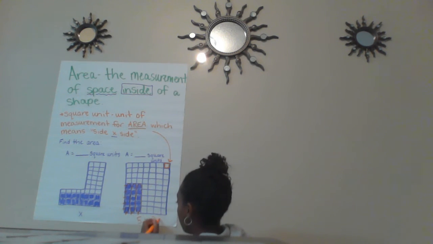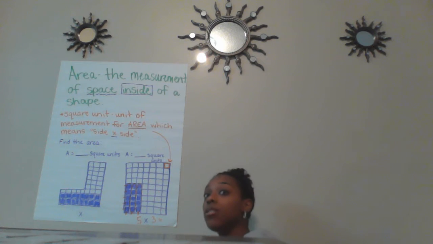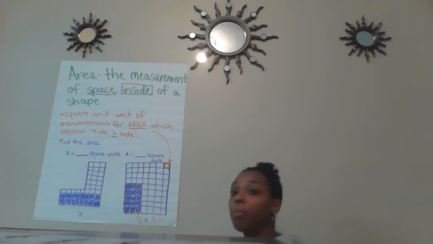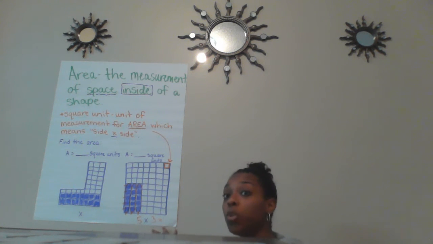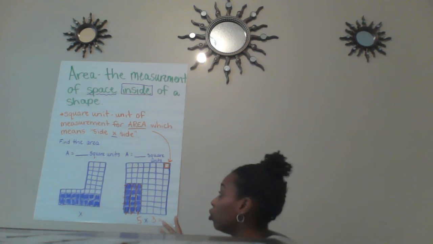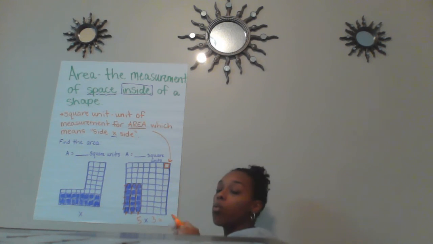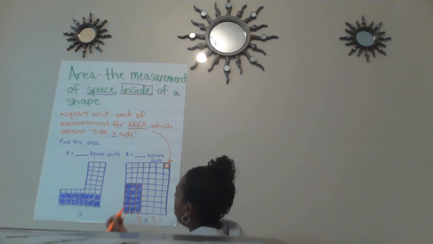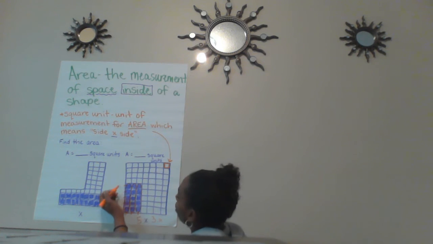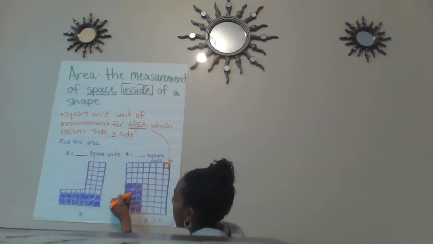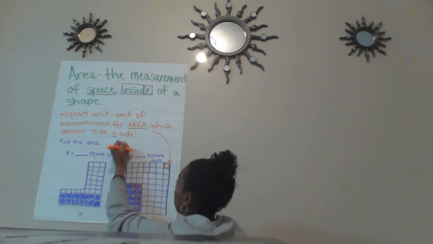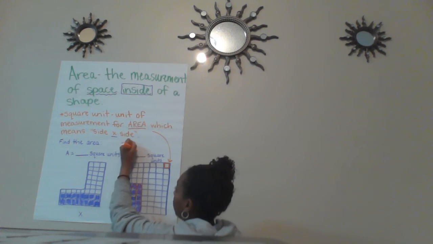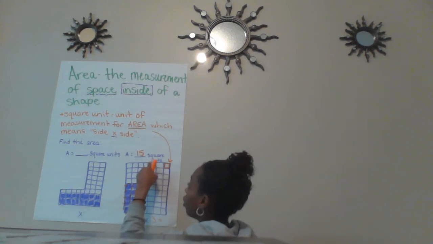So 5 times 3, and then if it makes it easier for you to count them one by one, you can do that if you want to, or if you already know your multiplication facts pretty well, then you can do it that way. So we'll just go ahead and count them one by one, just so we know we're all on the same page. So you have 5 times 3. Also, you can just count 1, 2, 3, 4, 5, 6, 7, 8, 9, 10, 11, 12, 13, 14, 15. So, the area of this shape is 15 square units.